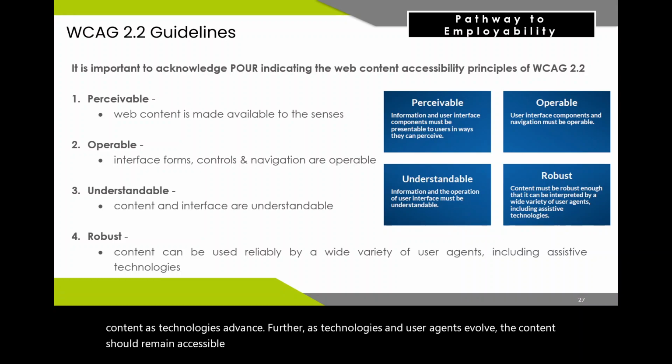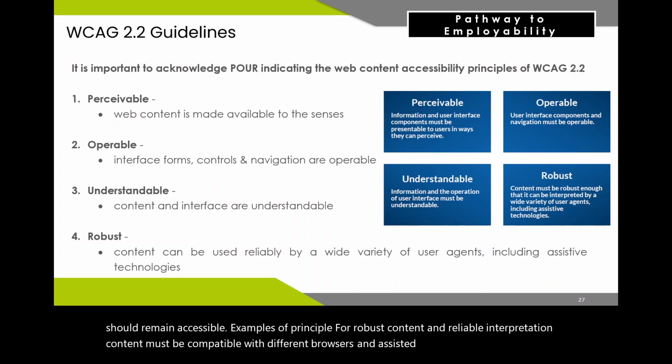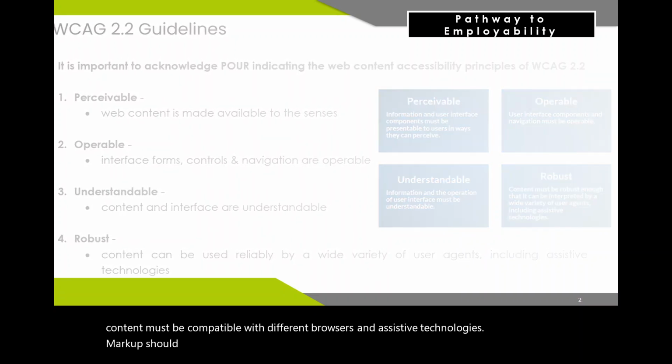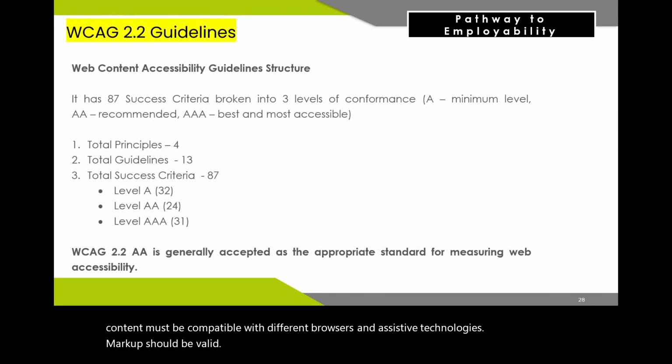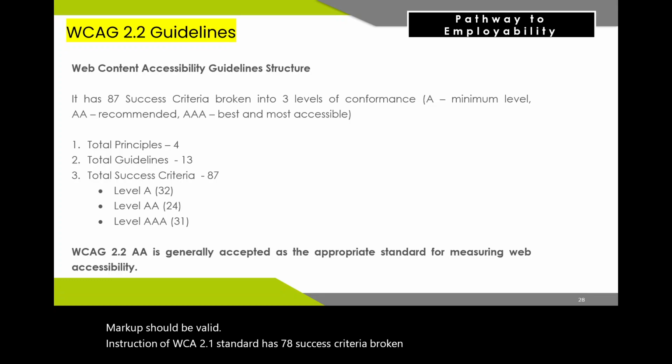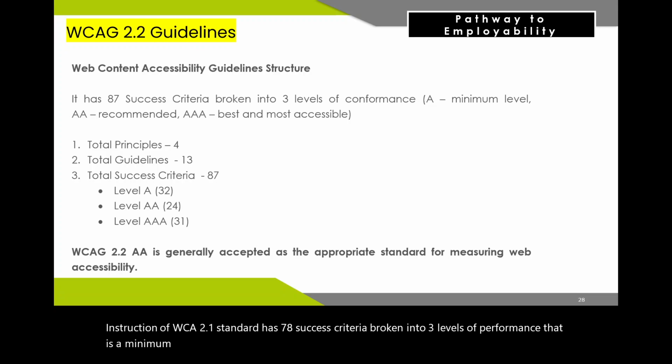Examples of principle for robust content and reliable interpretation. Content must be compatible with different browsers and assistive technologies. Markup should be valid. The structure of the WCAG 2.1 standard has 78 success criteria broken into 3 levels of conformance, that is, A minimum level, AA recommended level, AAA advanced level, which leads to best and most accessible products and services.